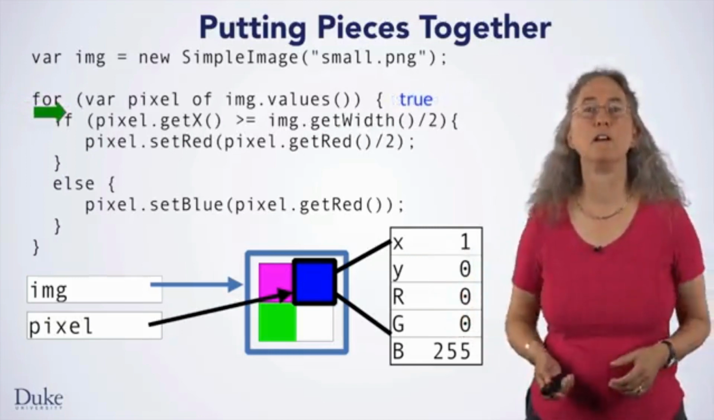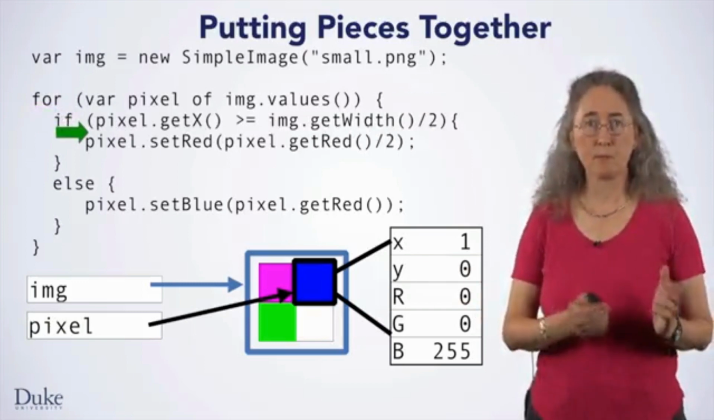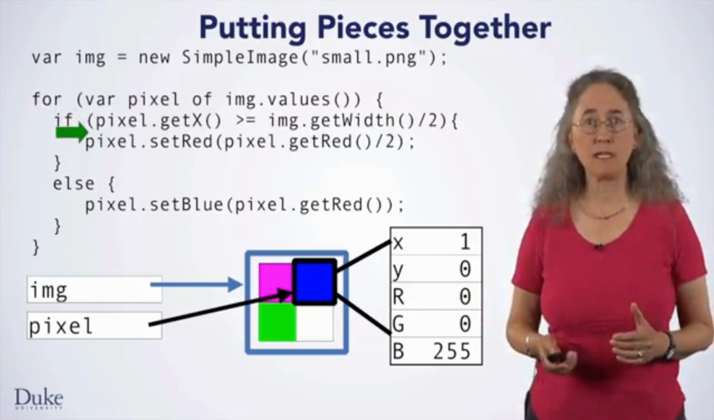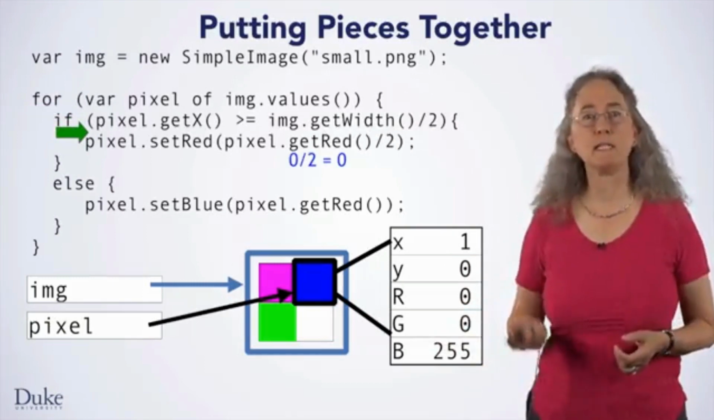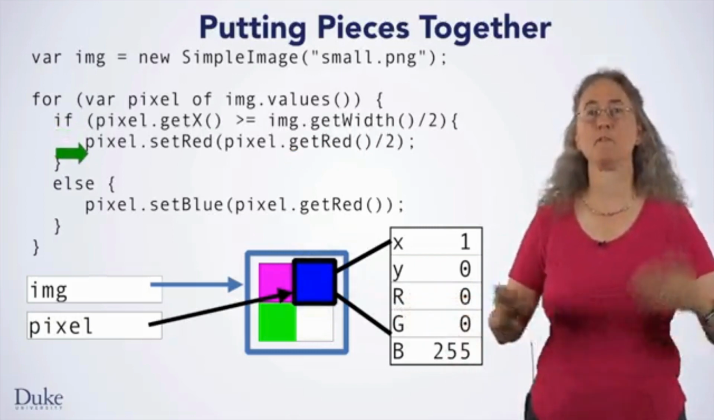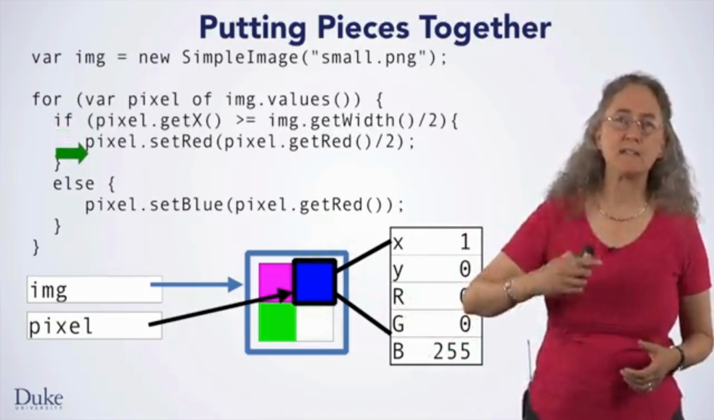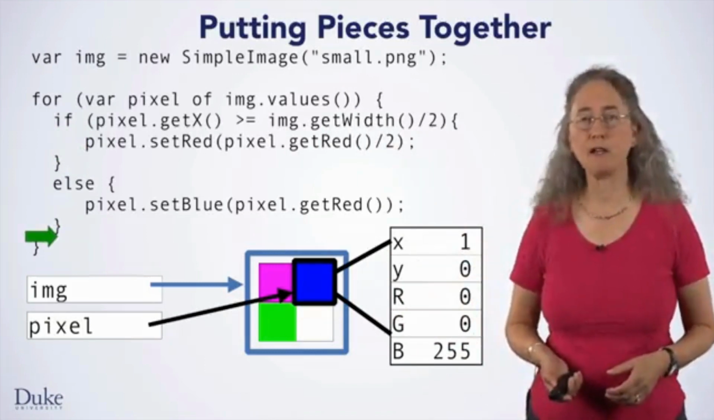That's true. So we go into the then clause and execute the statements there. Pixel.getRed divided by 2 is 0 divided by 2, which is 0. So we set the pixel's red to 0, which does not change anything since it was already 0. We are now at the end of the then clause. So we jump just past the closed curly brace of the else clause.